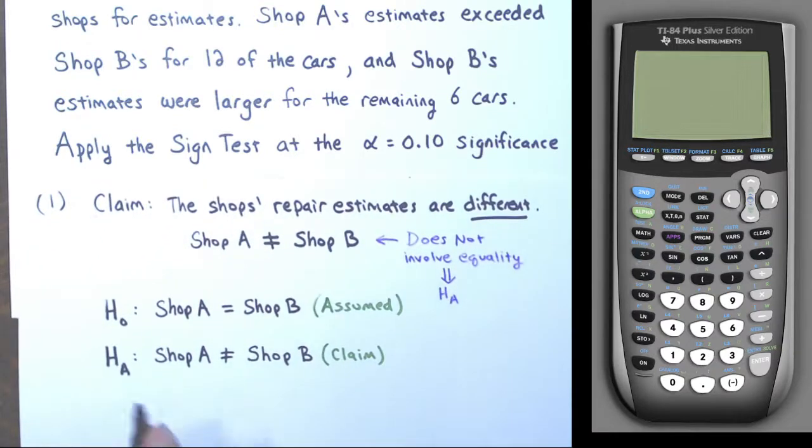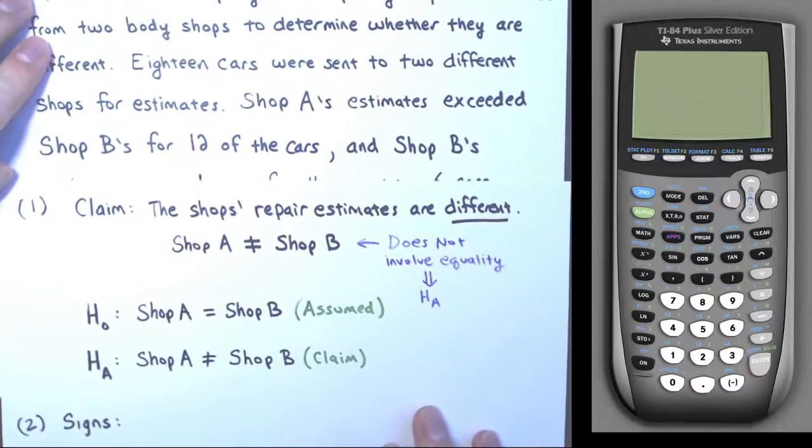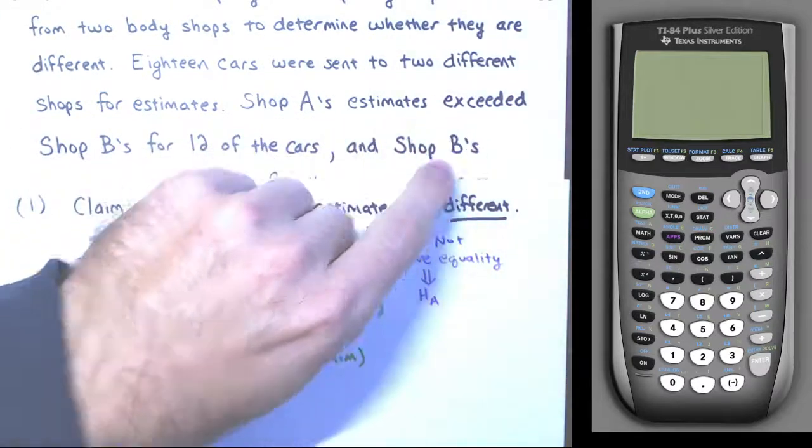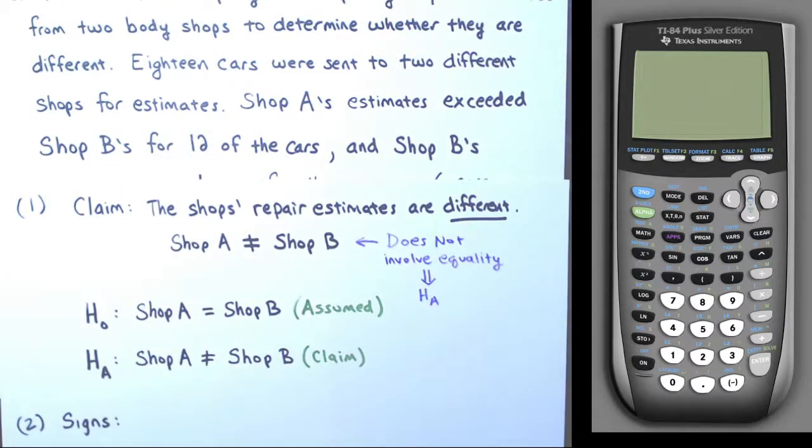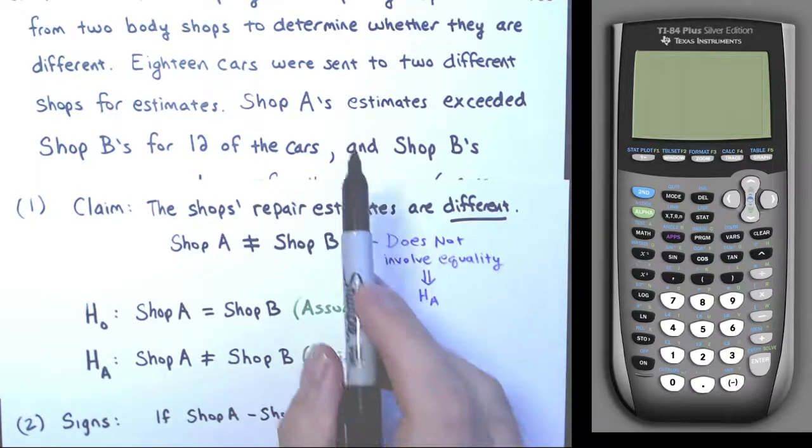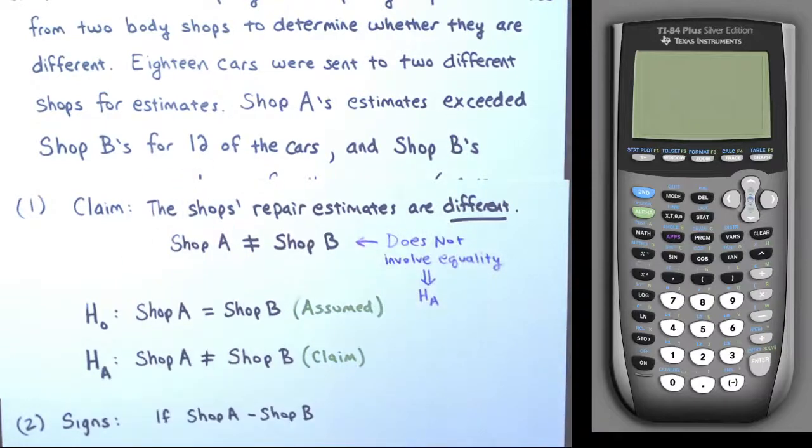Next come the signs, in the Sign test. Now, it was already mentioned that shop A's estimates exceeded shop B's for 12 of the cars. So if we were to take shop A costs minus shop B costs, it would be positive for 12 of these cars. That's what that means.